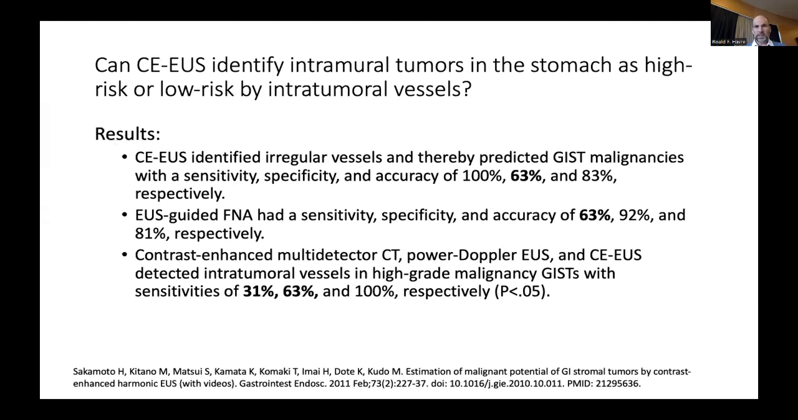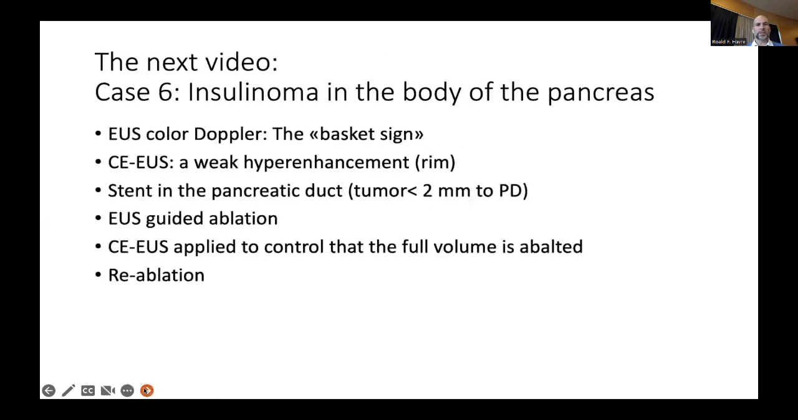So we see that this number, 63%, is repeated in both, but for the first, it's for the specificity, and in the second, it's for the sensitivity. But of course, the accuracy is affected. And contrast-enhanced multi-detector CT, power Doppler EUS, and contrast-enhanced EUS detected intramural vessels with high-grade malignancy GIST with different sensitivities. And for the first two modes, it's quite low, and the most sensitive one was the contrast-enhanced EUS. So these are selected patients. We have to think about that.